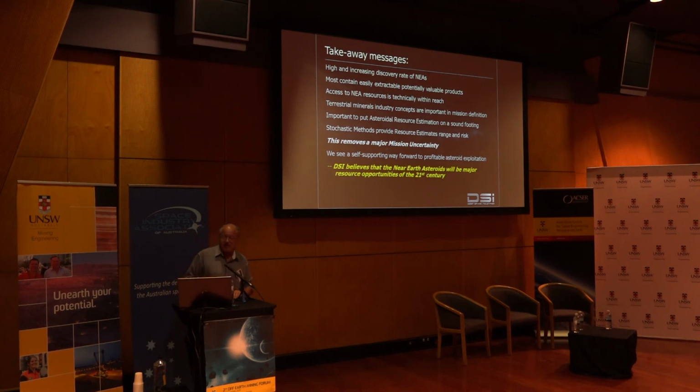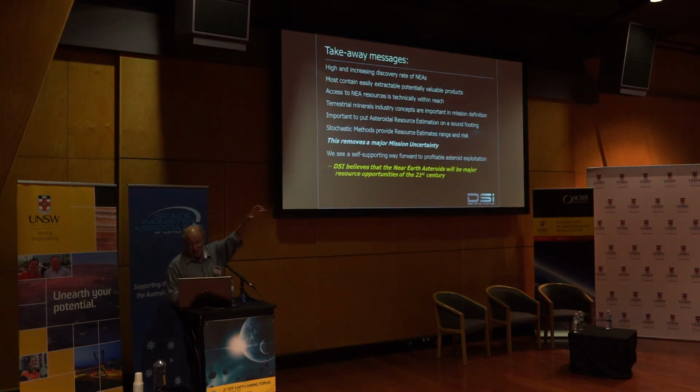So the takeaway messages are these. We've got a high and increasing discovery rate of near-Earth asteroids. Most contain easily extractable, potentially valuable products. Access to the NEA resources is technically within reach, no more difficult than putting a geostationary satellite in orbit, frankly. Really, truly. The delta-V is the same for some of these things. Terrestrial minerals industry concepts are important in mission definition. I've told you some of the things you've got to think about. It's important to put asteroidal resource estimation on a sound footing, which I believe I've done. This removes a major mission uncertainty.